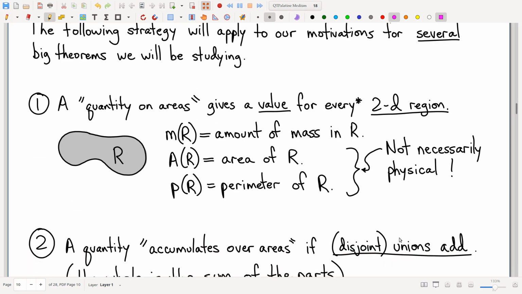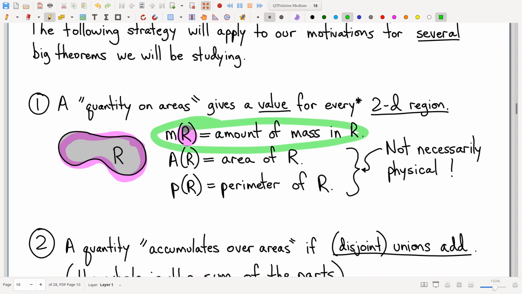So I just want to define some terms. What do I mean first by a quantity on areas? What I mean is, if you give me an area, then a quantity on that area is a rule that allows me to give you a corresponding quantity. It's as simple as that. So, for example, if you give me a two-dimensional region, we can talk about how much mass is in that region. That is a quantity defined on that region. You give me a different region, there's a different amount of mass. So the amount of mass depends on which region you are talking about. That's all I mean by a quantity on areas.